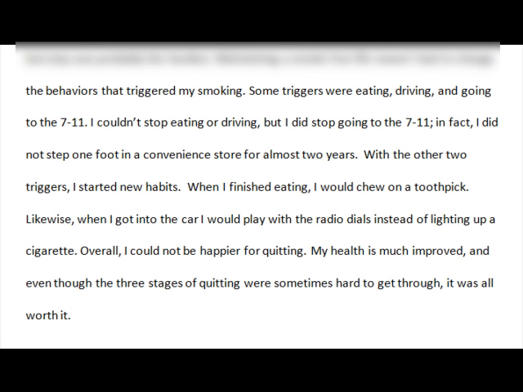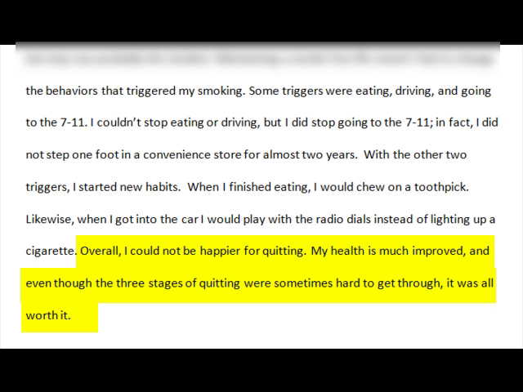Some triggers were eating, driving, and going to the 7-Eleven. I couldn't stop eating or driving, but I did stop going to the 7-Eleven. In fact, I did not step one foot in a convenience store for almost 2 years. With the other 2 triggers, I started new habits. When I finished eating, I would chew on a toothpick. Likewise, when I got into the car, I would play with the radio dials instead of lighting up a cigarette.